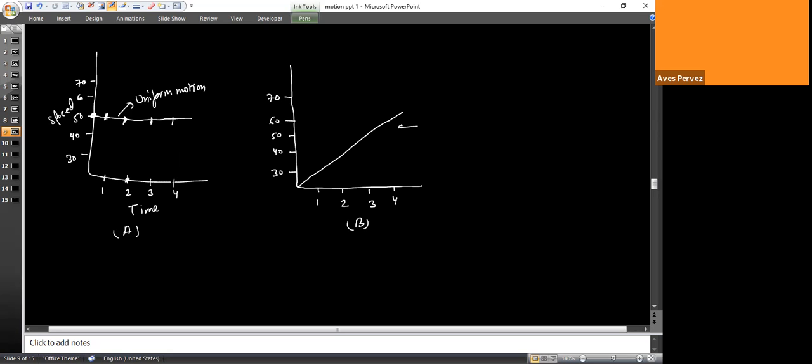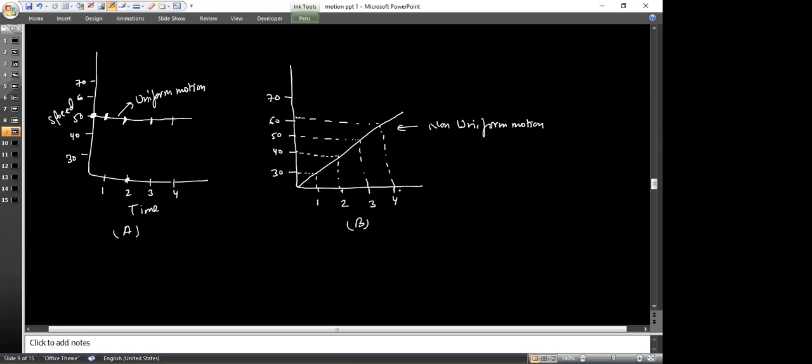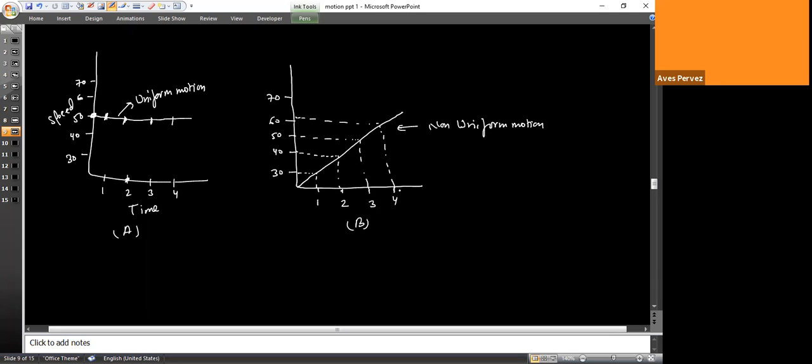This graph is indicating the non-uniform motion. How is this graph indicating the non-uniform motion? Let me explain. I'm asking Sarah: Sarah, beta, tell me what is the speed of the car at 2 seconds? 40.